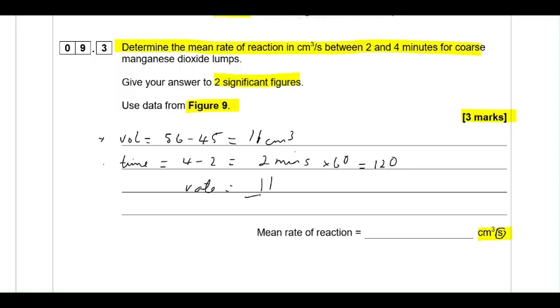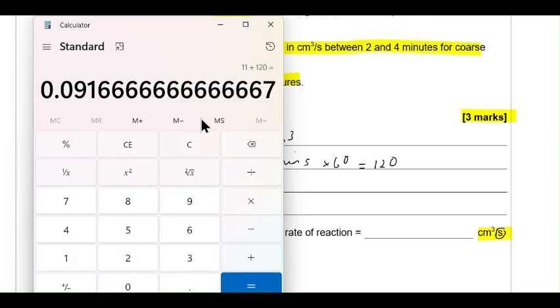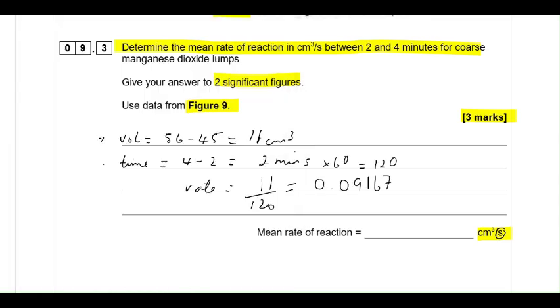Moving on, to calculate the mean rate, we need to divide 11 by 120. That equals 0.0916 and so on, and we're going to round that to 2 sig figs, which will end up being 0.092. So we'll get a mark for the working out the volume, a mark for the time, and then the final mark for doing the 11 divided by 120 and getting it into sig figs. 3 marks. Bingo!